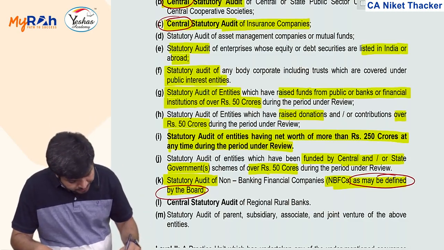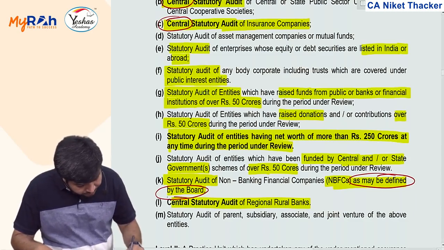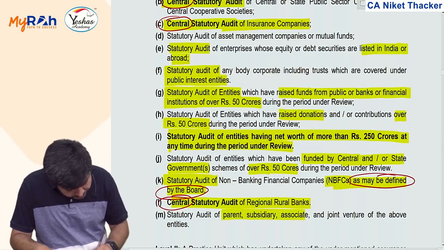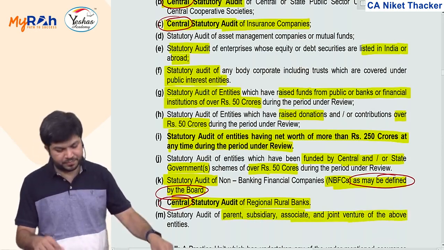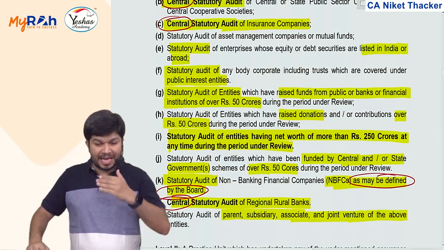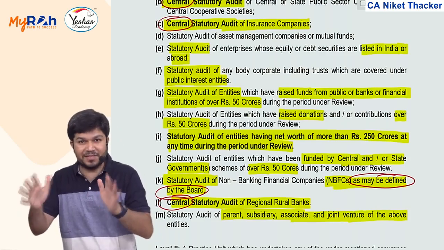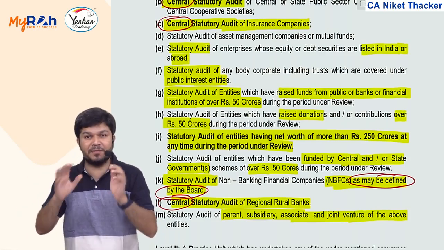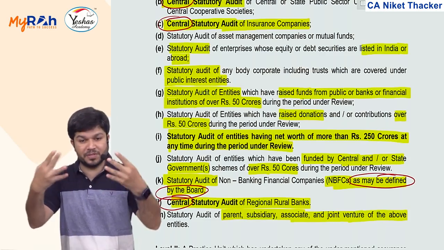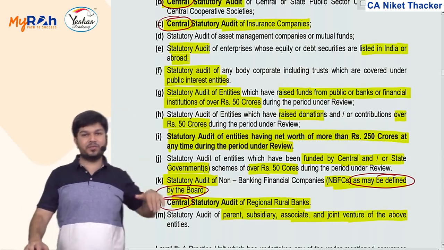Few NBFCs here, few NBFCs below. And central statutory audit of RRBs and parent, subsidiary, associate, JV of above. Okay. So whether PU will have a review, whether a CA firm or a CA in practice, that's PU, will have a peer review every year? No. Either it will be once in 3 years or once in 4 years, depends on category, whether you are in level 1 or level 2.